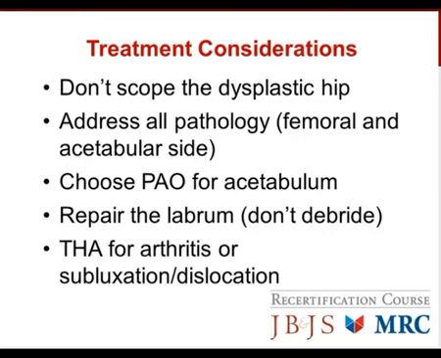A few treatment considerations for the dysplastic hip. Number one is arthroscopy is rarely the correct answer. Be careful choosing that in any patient who has substantial dysplasia. Remember that you want to address all pathology. Most patients with dysplasia have both femoral and acetabular-sided pathology that needs to be addressed.